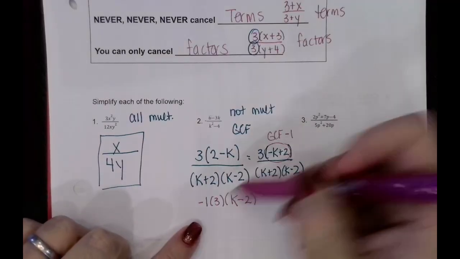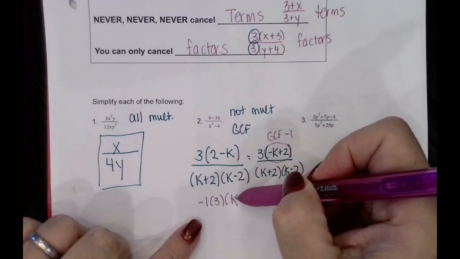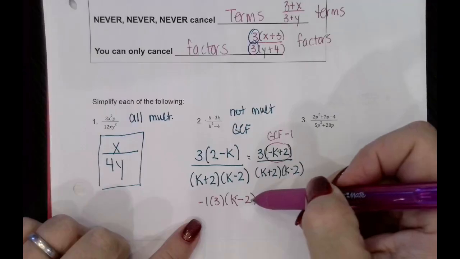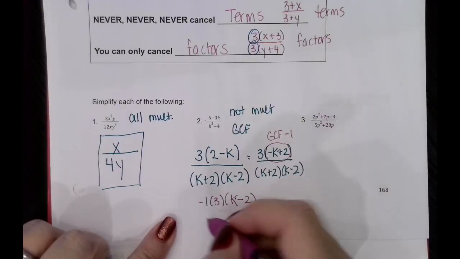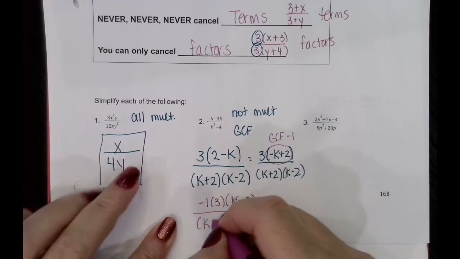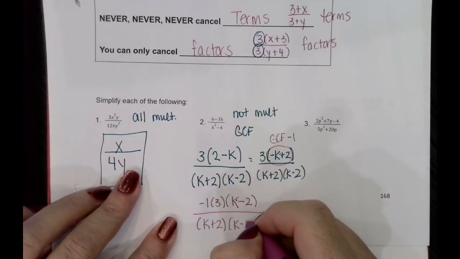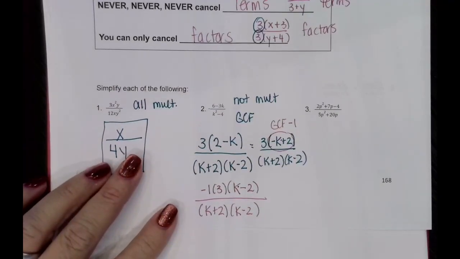So if I pull out this negative 1, if I distribute the negative back in, I would have negative k, which is what I have. Negative times negative is positive 2. Now on the bottom, I would have (k plus 2)(k minus 2). Now, everything is multiplied together.